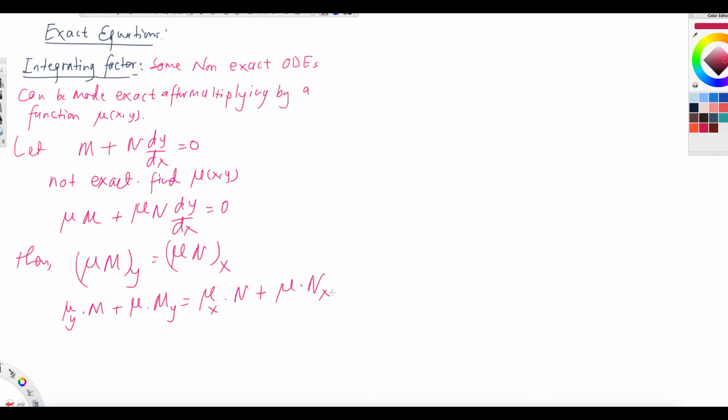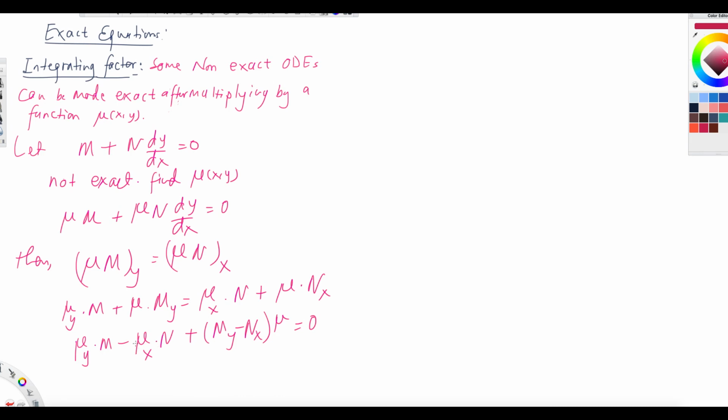Let's bring the things to the left hand side. What do you get? Basically you will get mu sub y times M, minus mu sub x times N, and then plus, you can write M sub y minus N sub x, because this term and this term have mu in common, times mu, equals 0. You see that? So this form basically will be the exact form there.